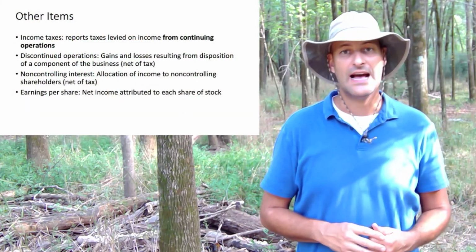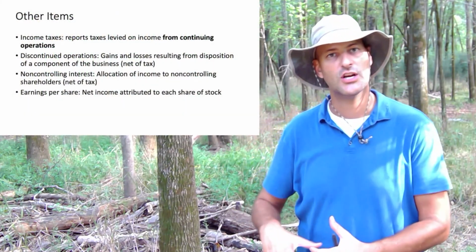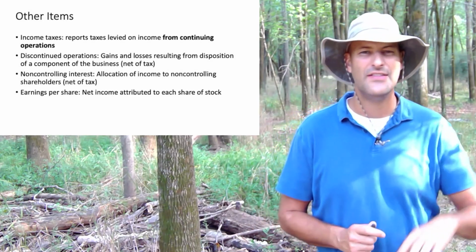we can preempt that concern by pulling it out and sticking it in its own item. We call that discontinued operations. And again, these are gains and losses resulting from the disposal of a component of the business. The next other item, we have non-controlling interest. This is allocation of income to non-controlling shareholders. We'll talk about this a little bit more in a minute. And then lastly, we have earnings per share.